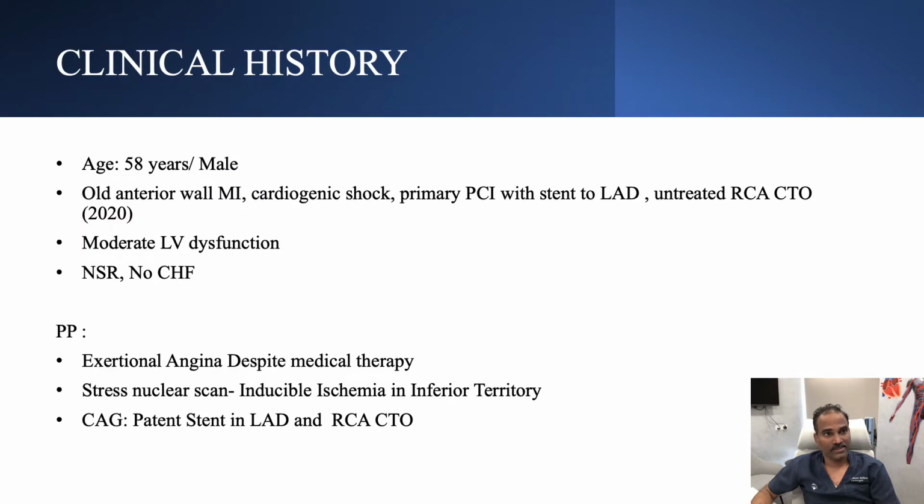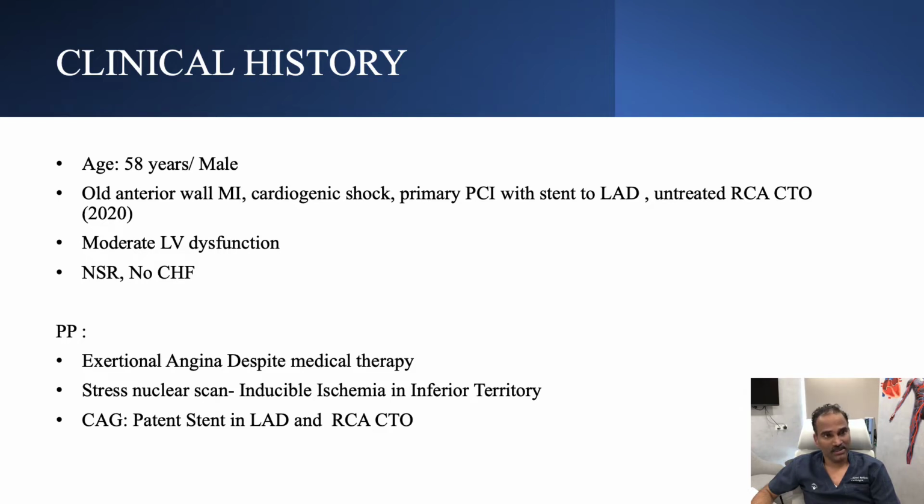My patient is a 58-year-old male, with an old anterior MI, who had cardiogenic shock for which primary PCI with stent to LAD was done. There was an RCA CTO at that time, but it was not treated because of complexity. The patient had moderate LV dysfunction, which continued subsequently, and normal sinus rhythm.